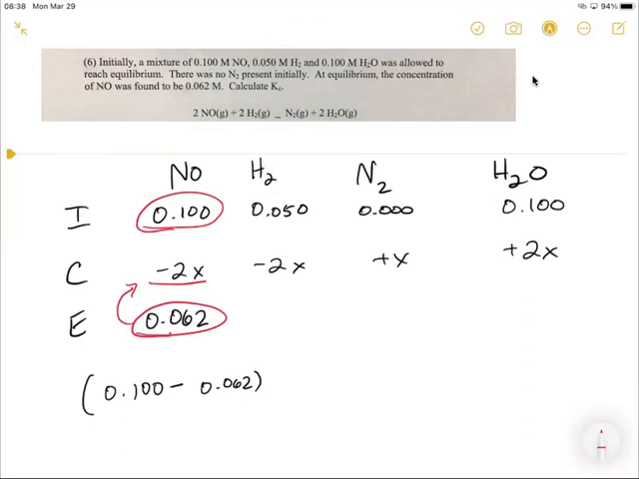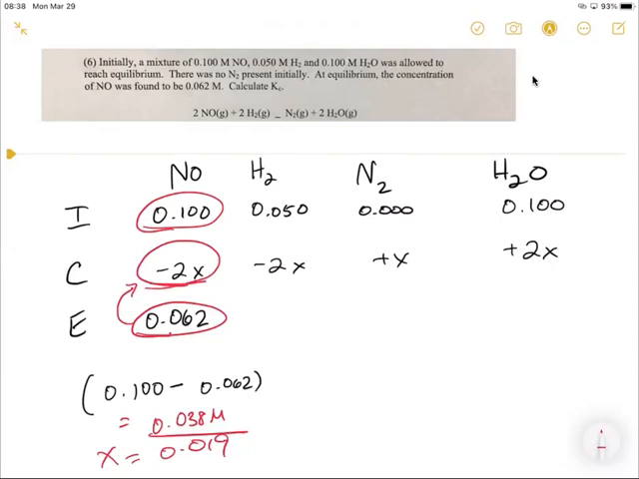So 0.1 minus 0.062 is equal to 0.038. That's how much it changed. And that represents all of minus 2x. So that means that we have to cut this number in half. So we get x is equal to 0.019.